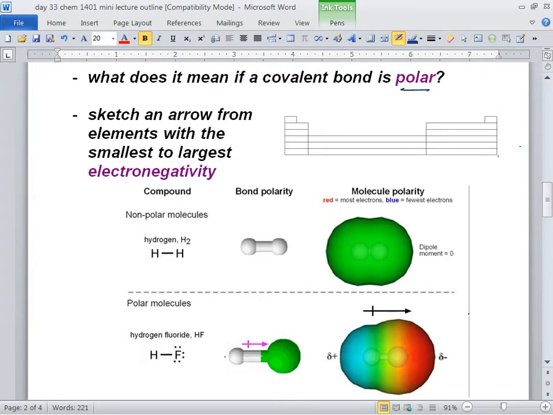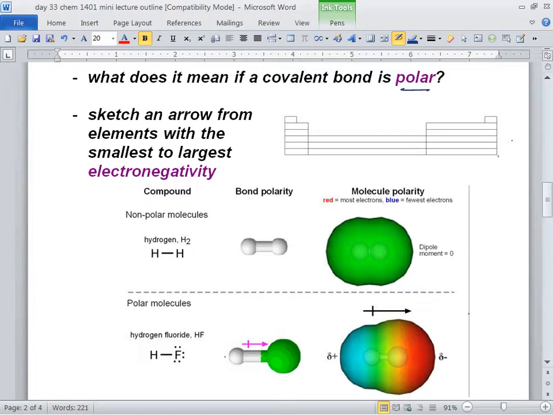For example, ice floats. There's no other solids that float in their solution. They all sink. Water floats. Without that, lakes would freeze from the bottom up. There'd be no life. So there's a lot of very peculiar things with water.